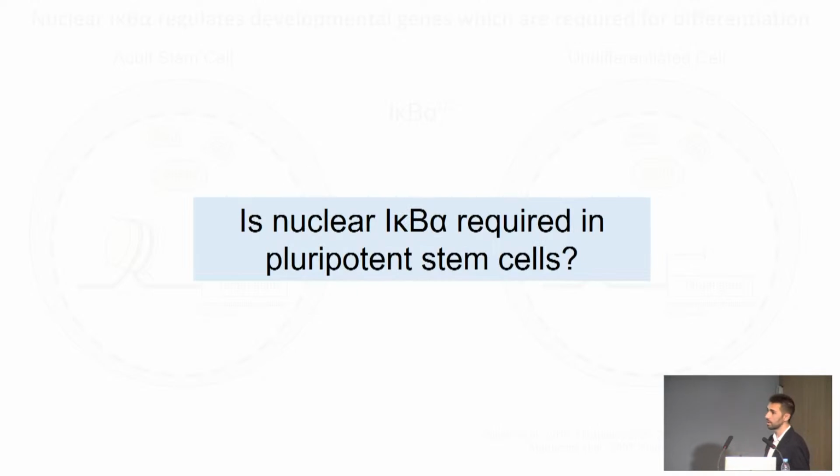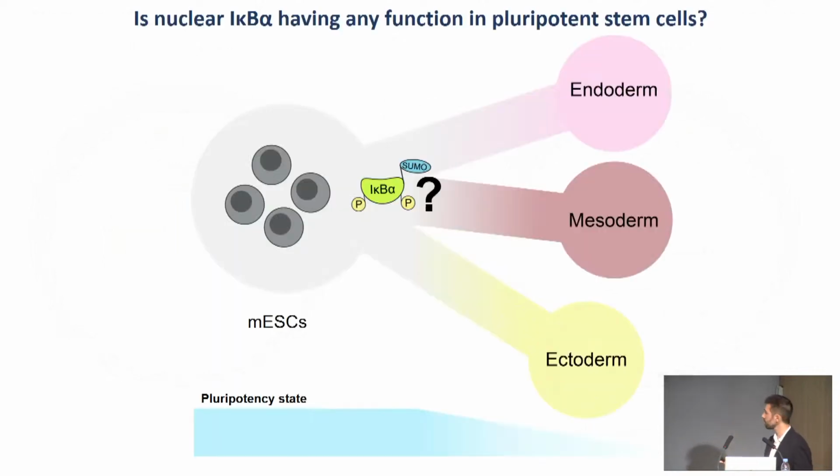So I hypothesized whether this nuclear IκBα was also required at the pluripotency state. So this was my initial hypothesis: that this nuclear function of IκBα could be mediating the successful pluripotency state, to mediate the differentiation of the cells into the first lineages: endoderm, mesoderm, and ectoderm.